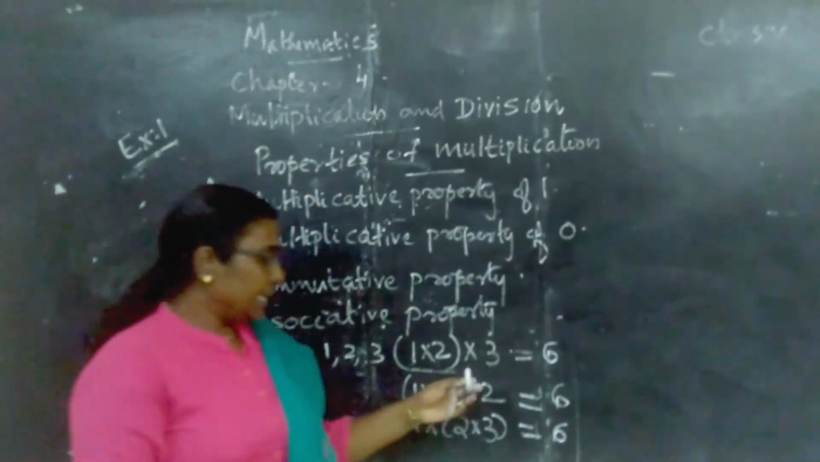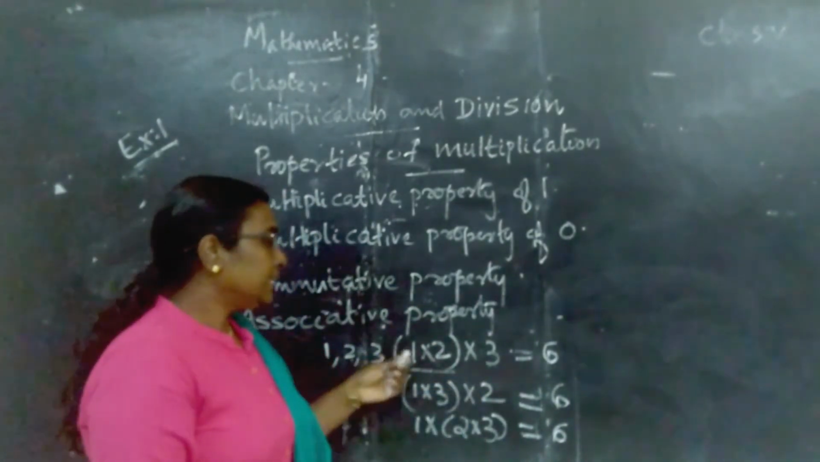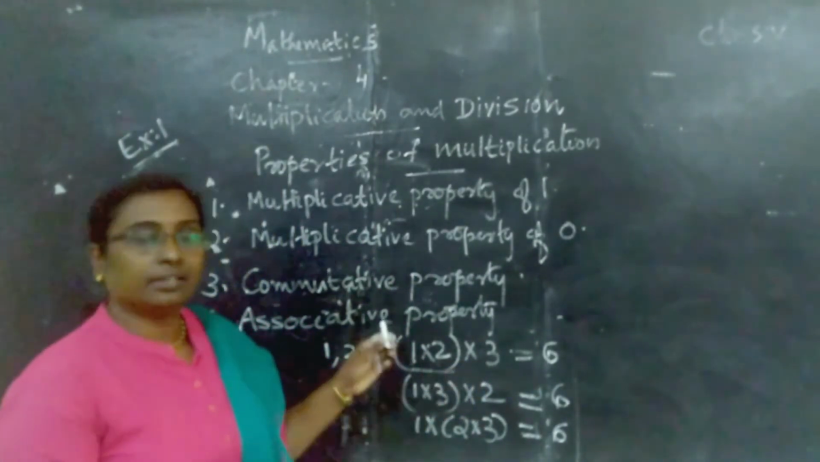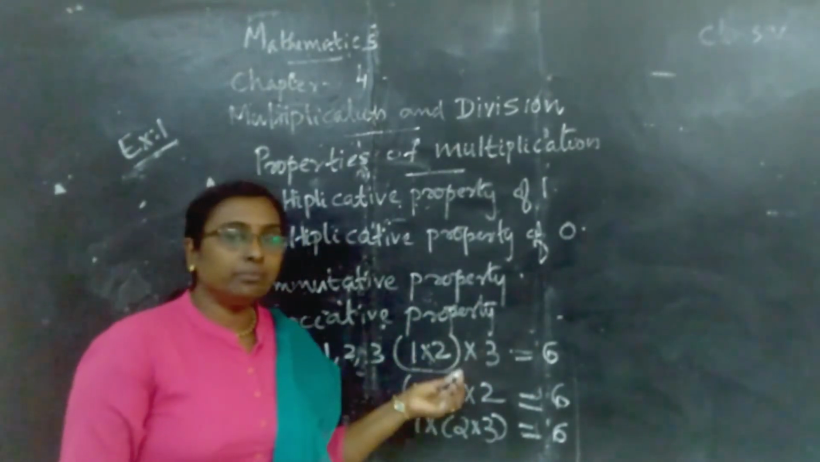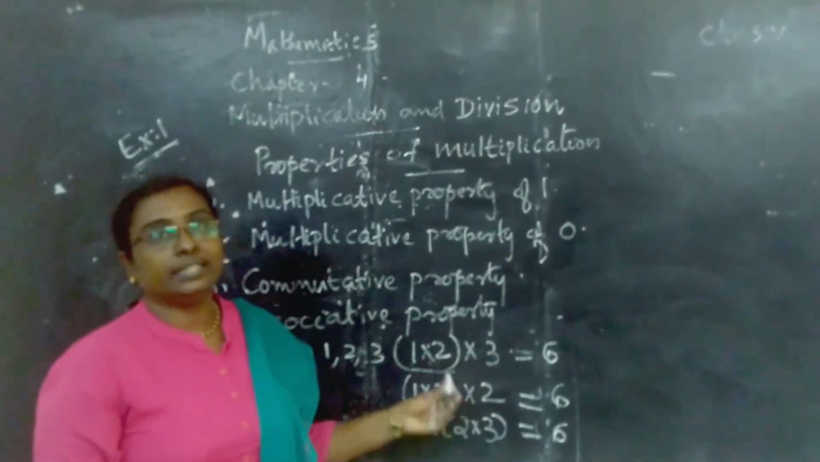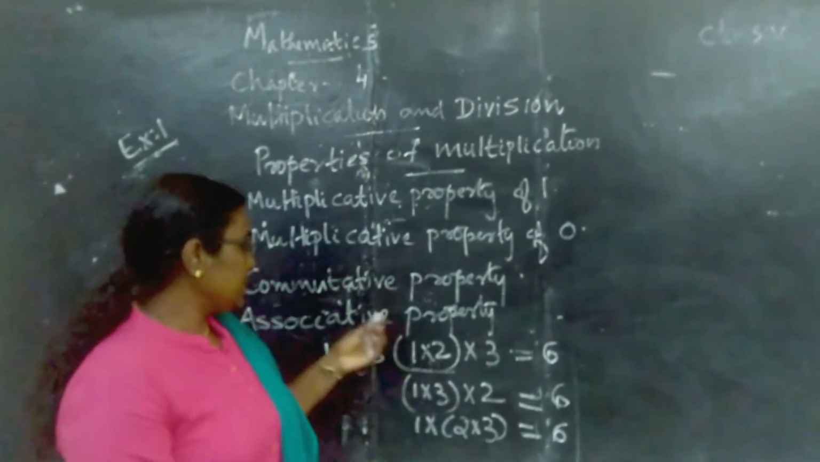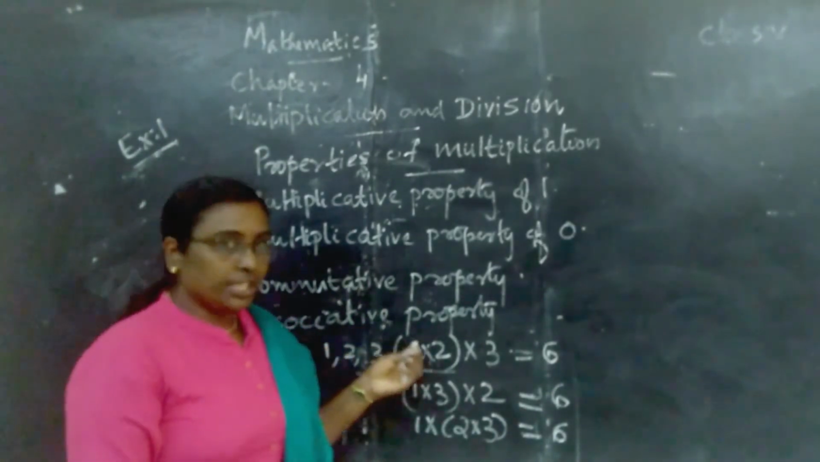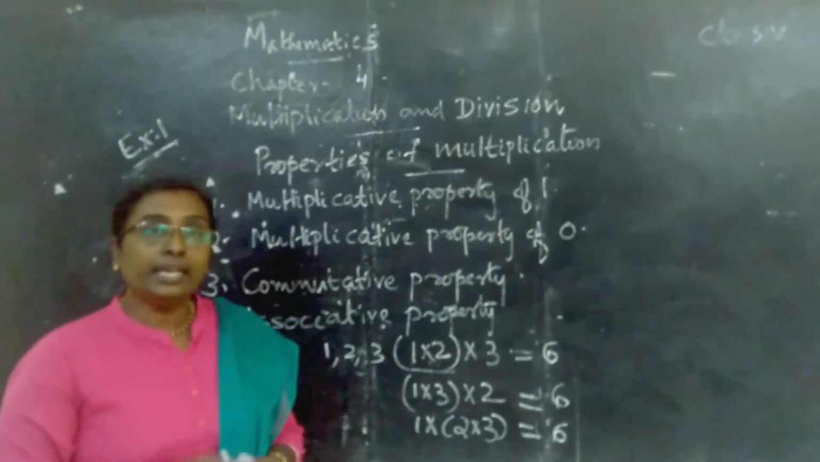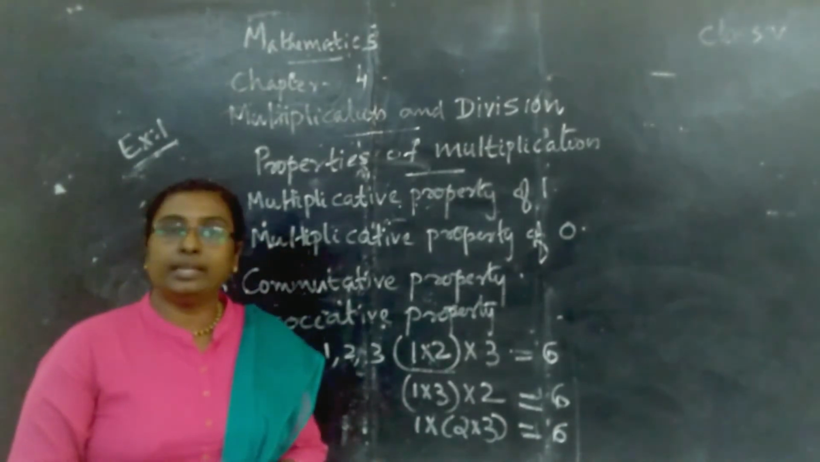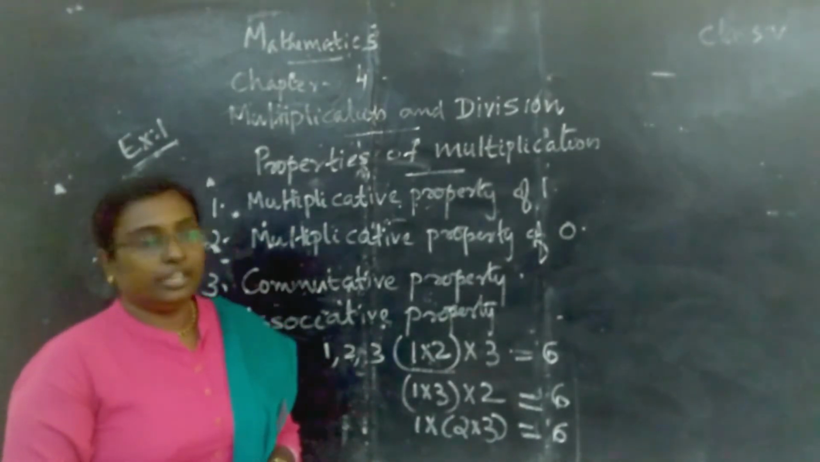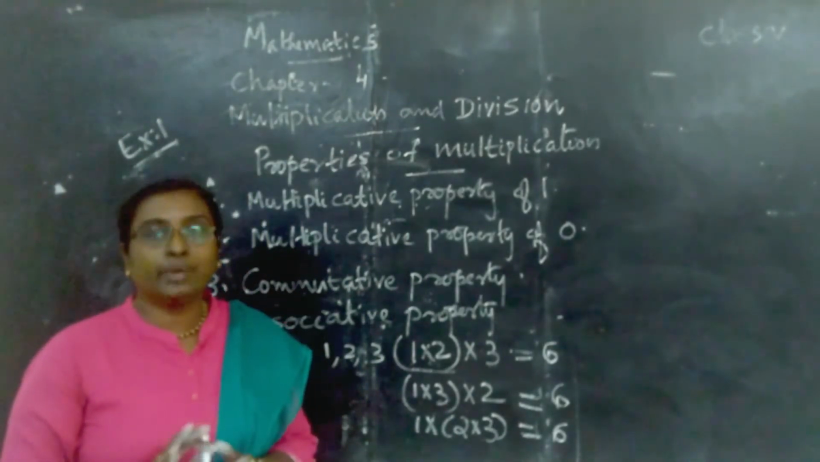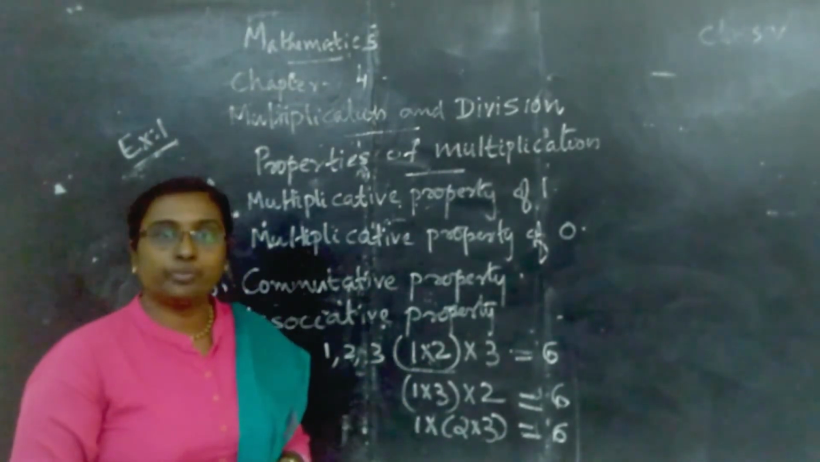Isn't it? That is, the three numbers can be multiplied in any order, and we get the same answer. That is the associative property. So, the associative property states that three numbers can be multiplied in any order. If we multiply three numbers in any order, we get the same answer.